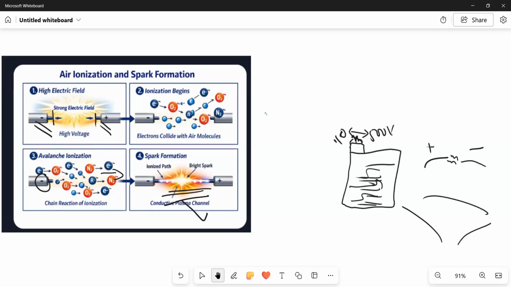However, you can have situations where ionization, or this static electricity, creates some problems. It can cause fires and so on, right?